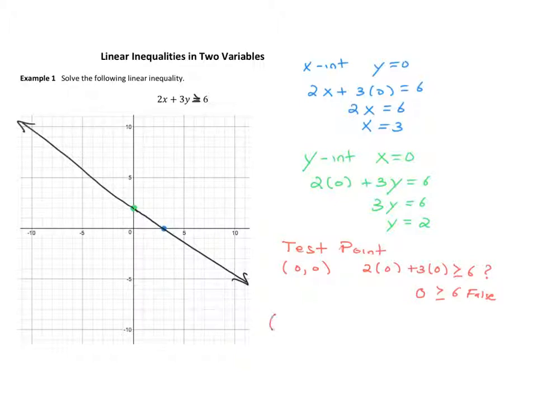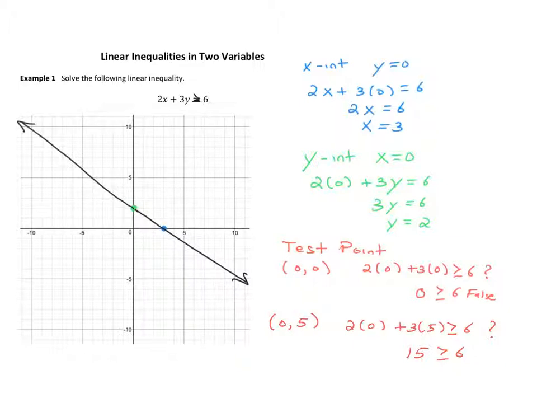So I'm testing (0, 5). If I plug that into my inequality, I put 0 in place of x, I put 5 in place of y, and I'm asking the question, is this true? The left side is 15. The right side is 6, and it is definitely true that 15 is greater than 6.